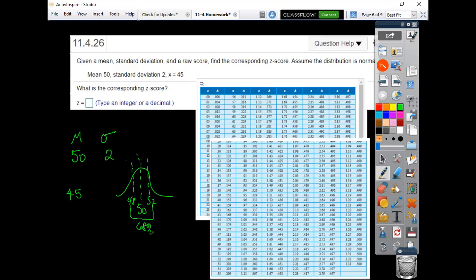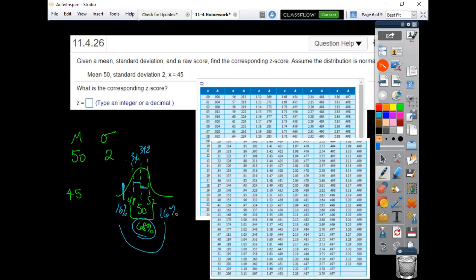So again, remember that means there's 34% in between each of those, here and here to get to the 68%. And then there's 32% outside of here. So that means there's 16% above 52, and there's 16% below the 48. So just thinking about what the numbers mean. But in this case, we're at a 45, so we're over here somewhere.